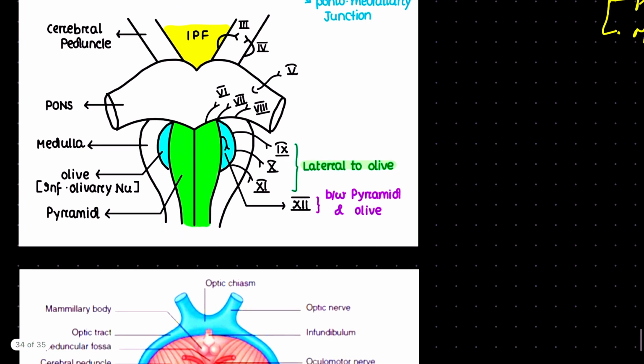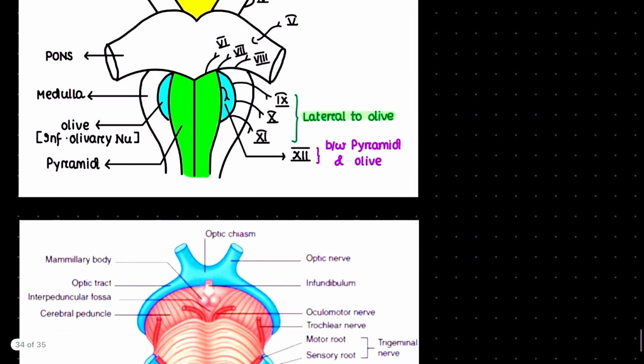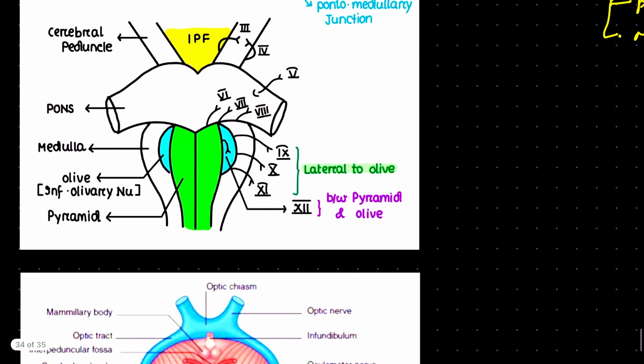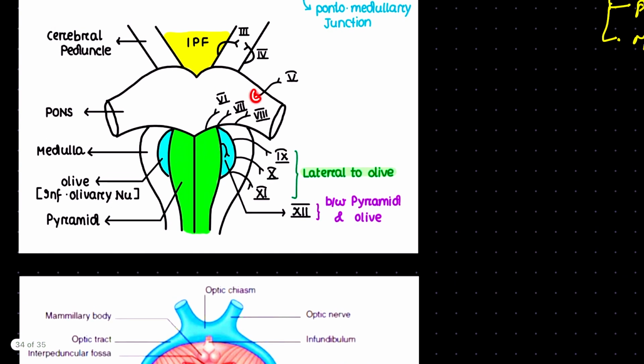Now what about our fifth cranial nerve? As I mentioned earlier, the fifth cranial nerve solely emerges from the ventral aspect of the pons.